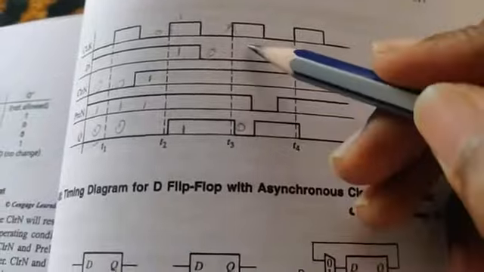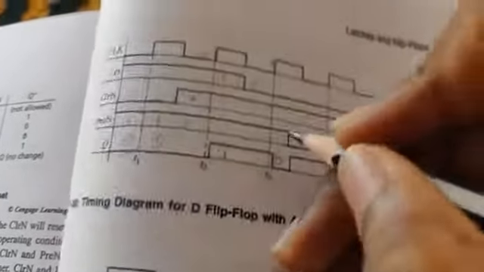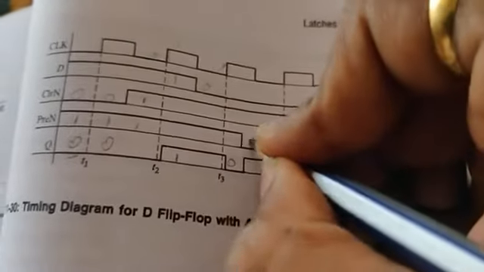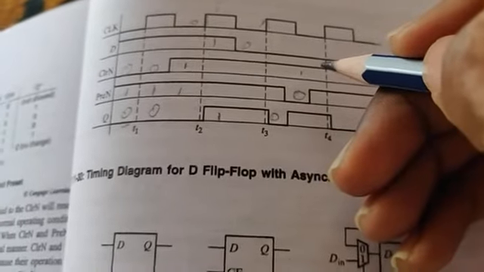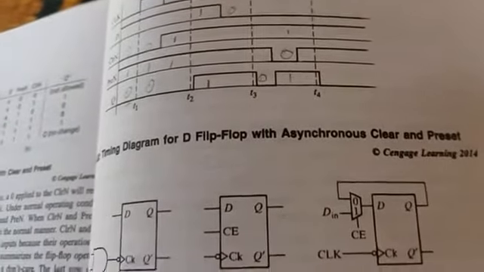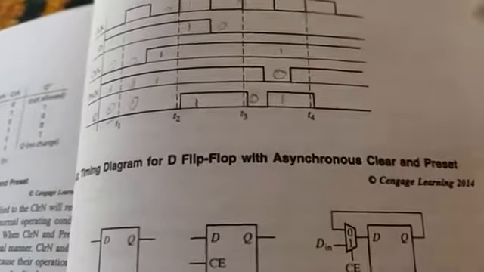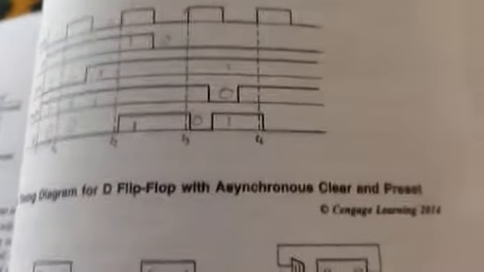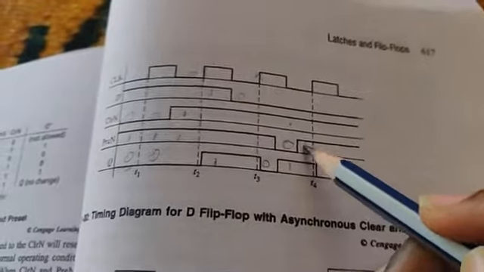Right now Q is 0, D is okay. Suddenly preset will get 0 here. Preset is 0 and clear is 1. So with preset 0 and clear 1, which is active? Preset is active. So it will set the output to 1. This preset and clear never wait for the clock edge, positive edge or negative edge. They will immediately affect the output. But with respect to D, it will wait until the clock edge. That is the thing.